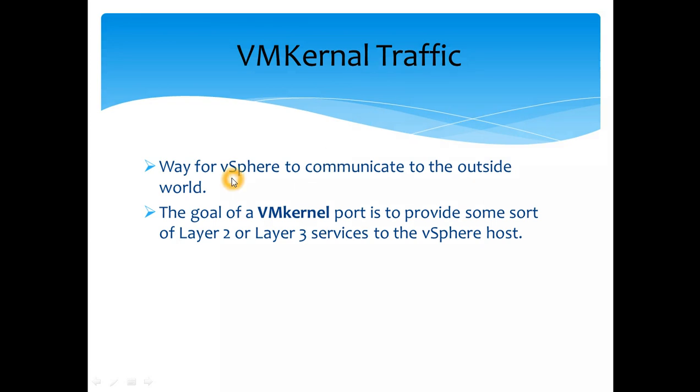Okay, so VM kernel traffic basically is a way for vSphere to communicate to the outside world. The goal for a VM kernel port is to provide some sort of layer 2 or layer 3 service to the vSphere host, so that the vSphere host or all your VMs can communicate out. Also, the kernel is the main component of the hypervisor, which basically is responsible for all the activities.